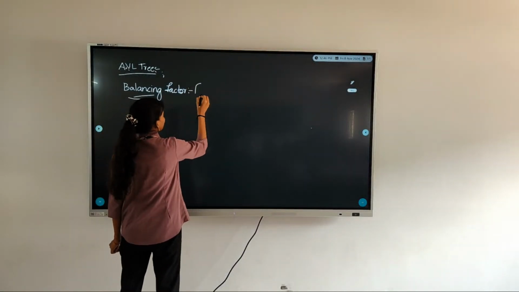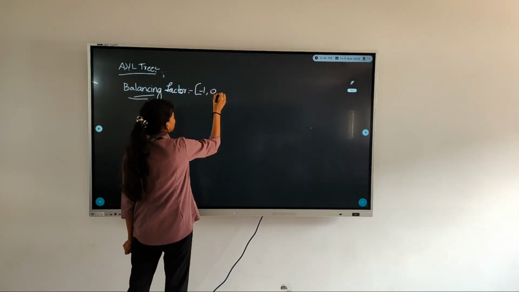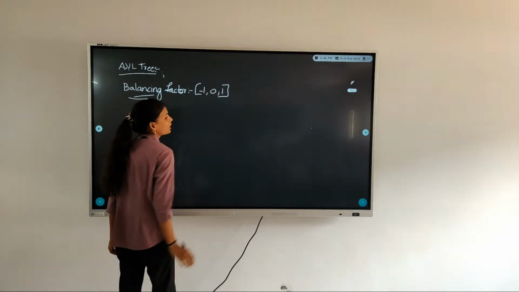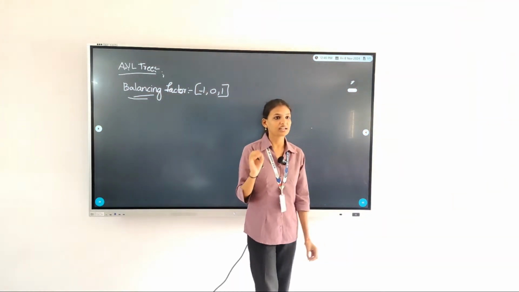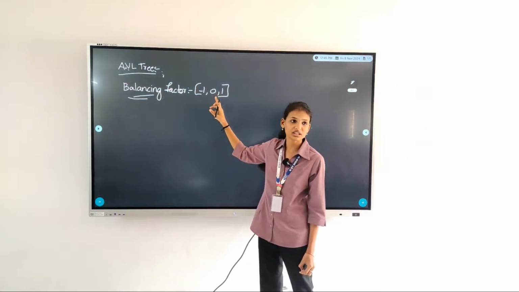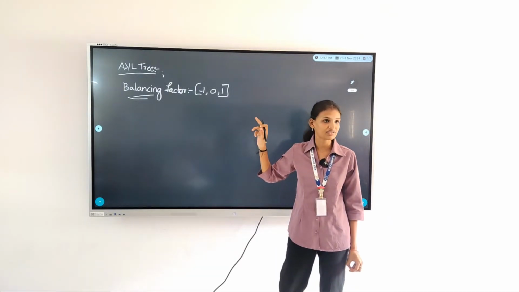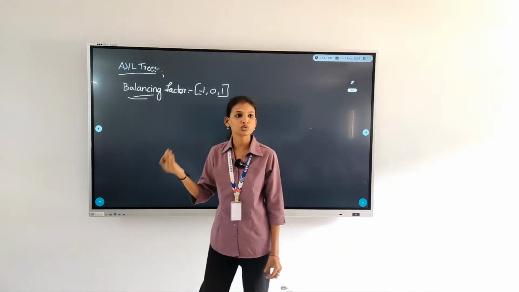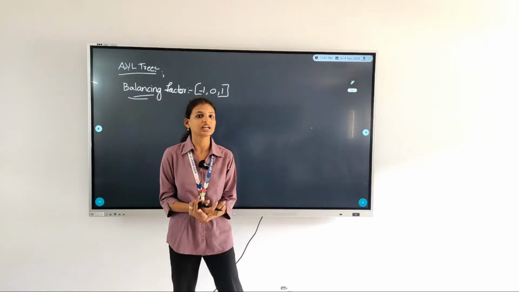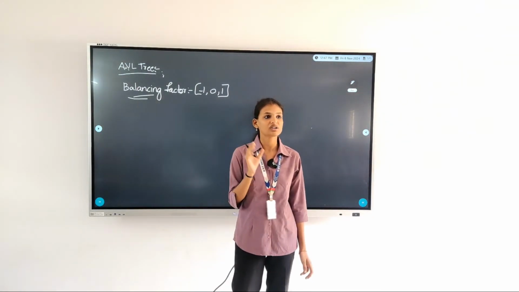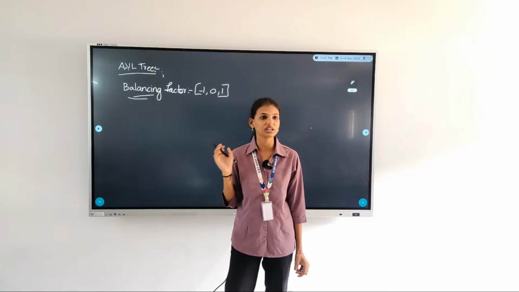The balancing factors in an AVL tree are -1, 0, 1. The tree must contain either -1 or 0 or 1 as a balancing factor. If 2 or any other number is there in an AVL tree, it is not an AVL tree and it is not a balanced tree.